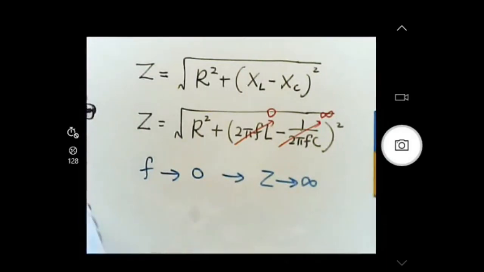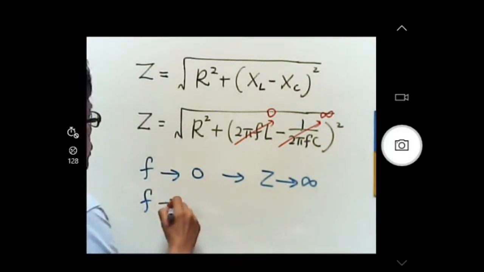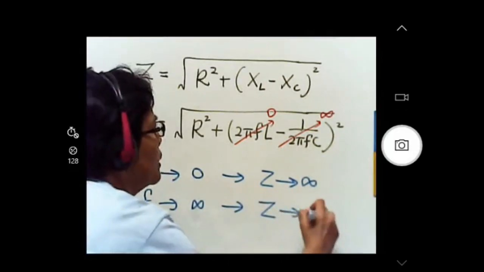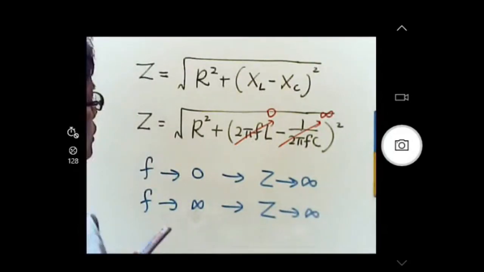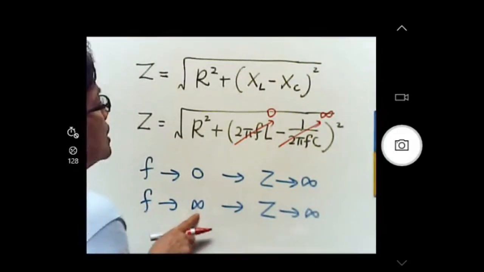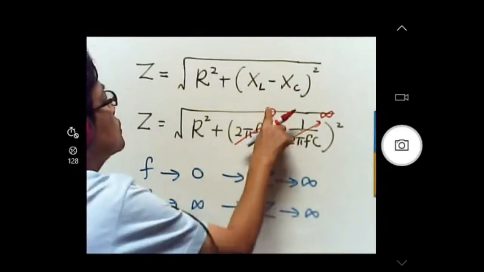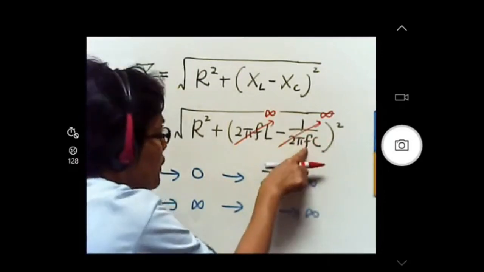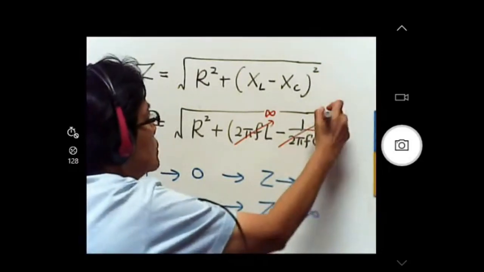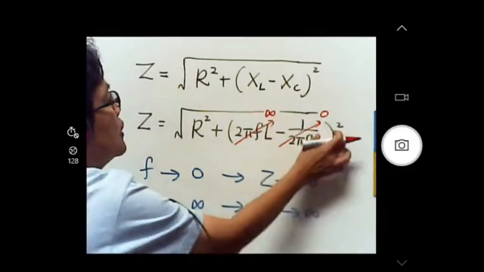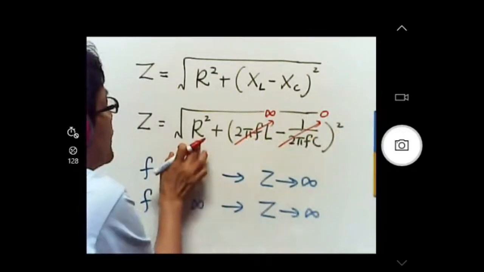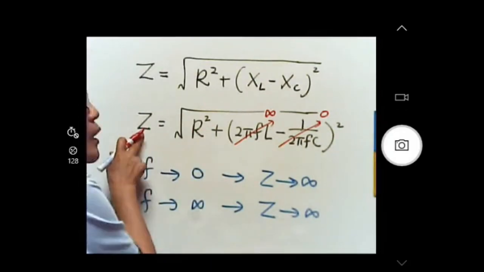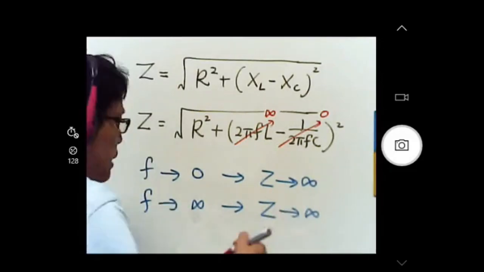If frequency is increased to infinity, we find that impedance Z will also become infinity. Why? Because when frequency is infinity, inductive reactance will become infinity, but 1 over infinity will become 0. So the square of this value will be very large compared to resistance, and the resistance is almost negligible. Therefore the value of impedance will become infinity.